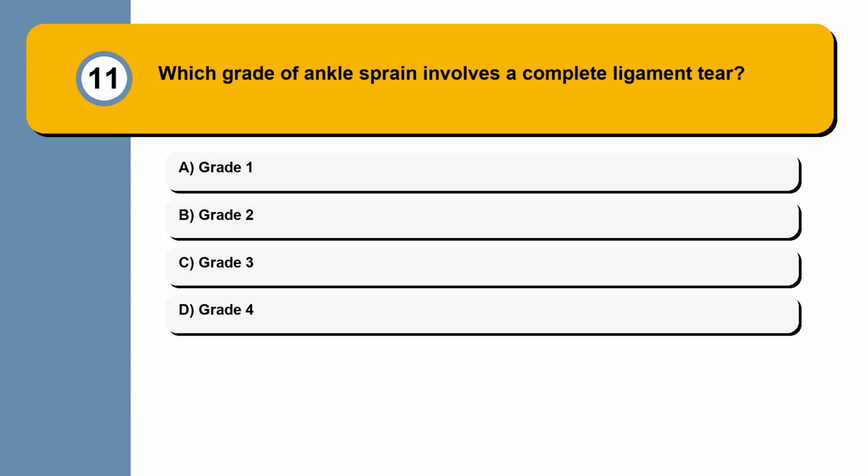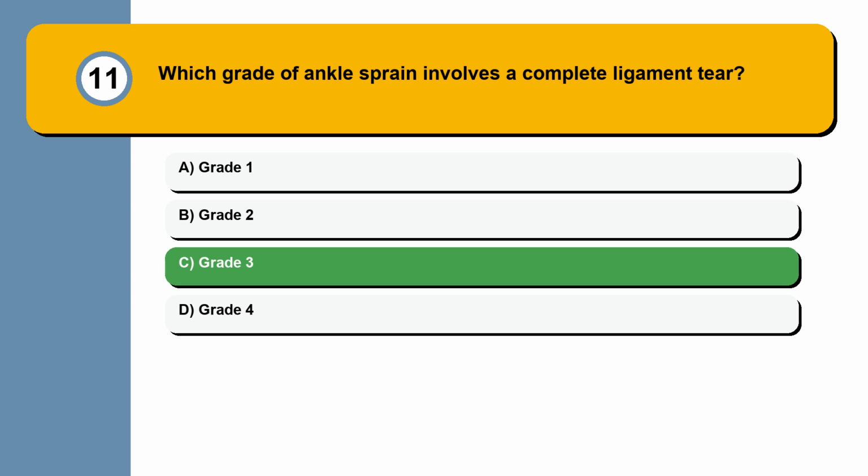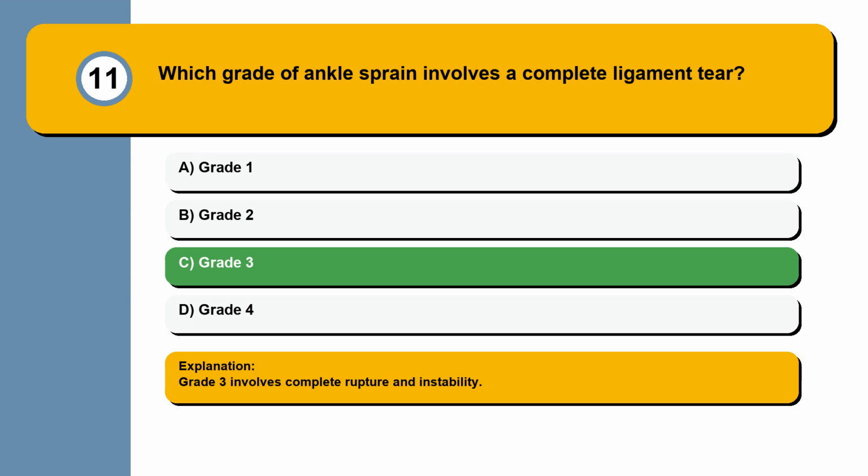Question 11. Which grade of ankle sprain involves a complete ligament tear? Grade 1, Grade 2, Grade 3, Grade 4. Grade 3 involves complete rupture and instability.